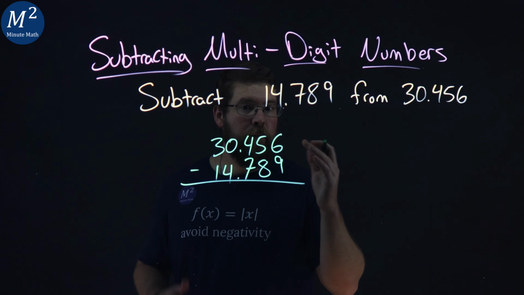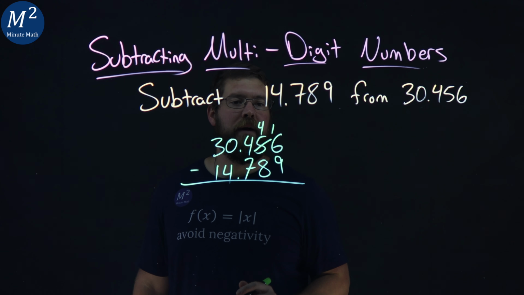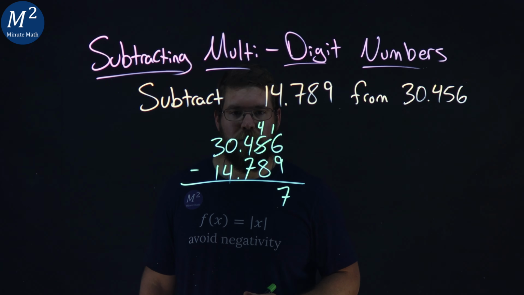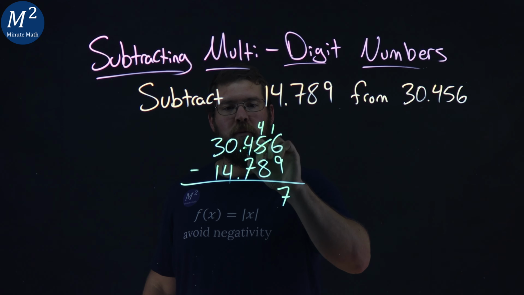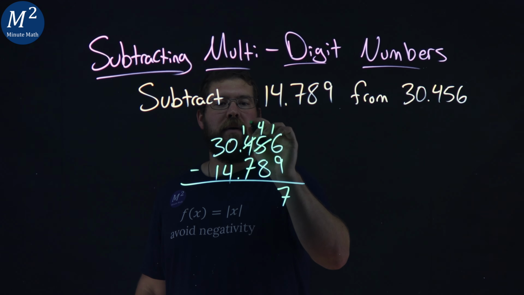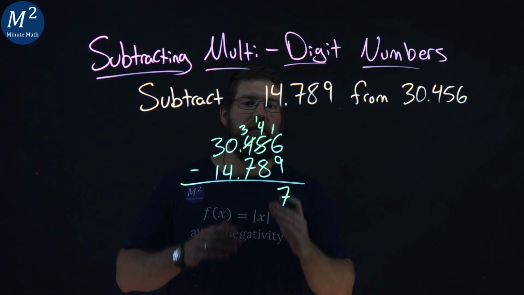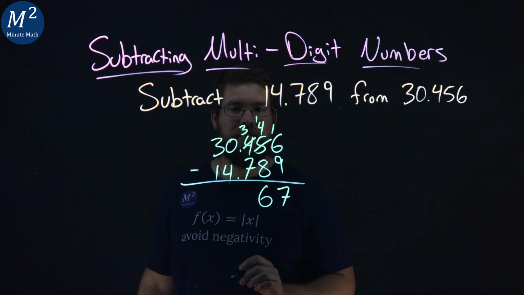6 minus 9, we can't do that, so we have to pull from the 5. 5 becomes a 4, put a 1 right there. 16 minus 9 is a 7. Now let's do the same thing here. 4 minus 8, can't do that. Let's pull from this 4. That becomes a 3. We bring the 1 over. So now we have 14 minus an 8, which is a 6.